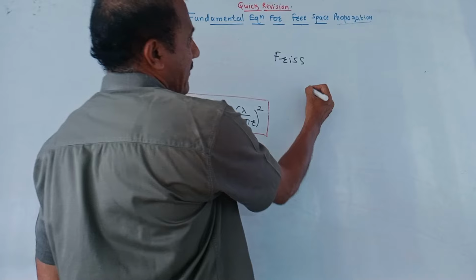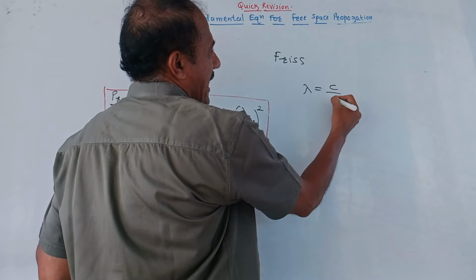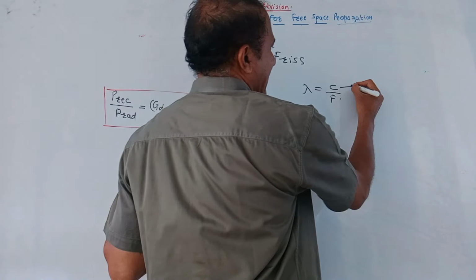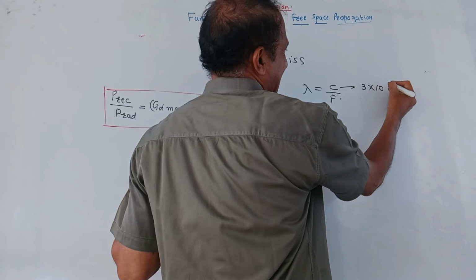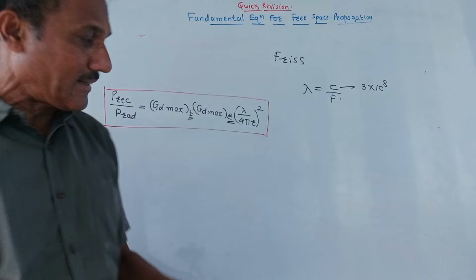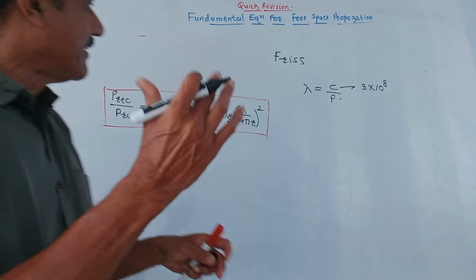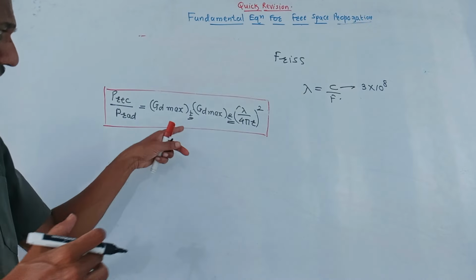Lambda is operating wavelength, which is given as C upon F. F is the operating frequency. C is the speed of light, and we know that C is 3 into 10 raised to 8 meters per second. R, small r, is the distance between transmitting and receiving antenna. So this is an important formula.